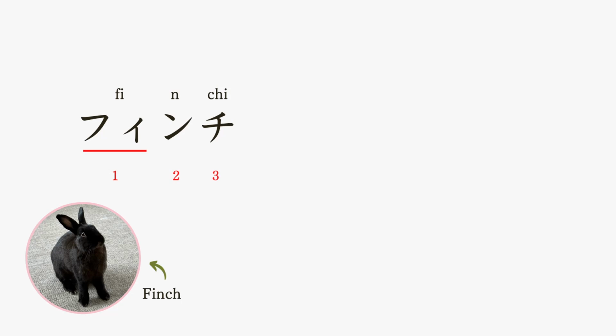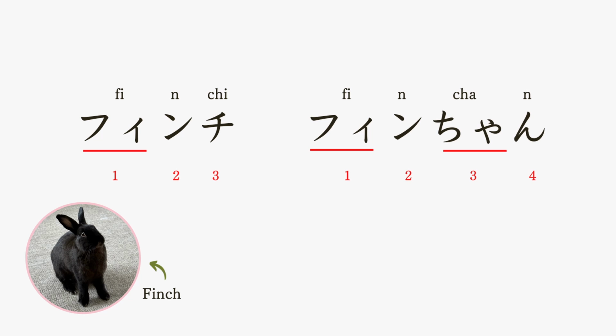One of my rabbit's names is Finch. Finch is 3 moras. We have fi, which is a yōon and therefore 1 mora, n, and chi. His nickname Fin-chan is 4 moras. We have 2 n's, and chan, which are 1 mora each.